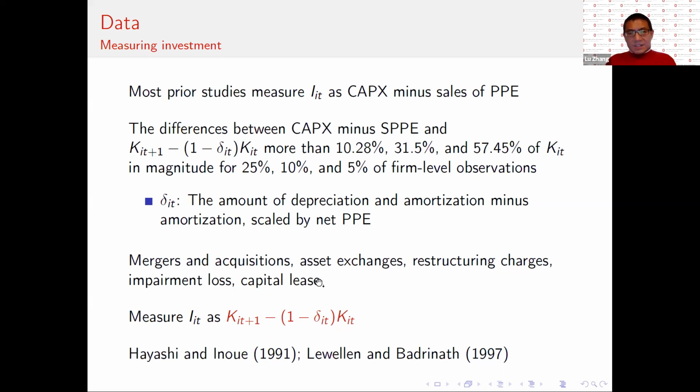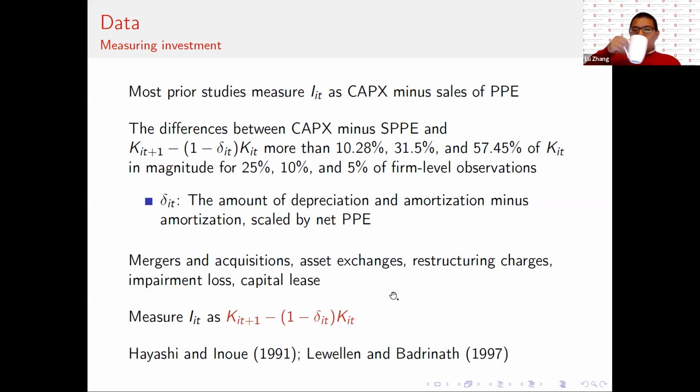Capital lease is also not included in this flow measure of investment. Capital lease is basically new PPE acquisition financed by debt, right? And that doesn't involve cash flow. So that doesn't show up in that measure of CapEx also, right? Asset exchanges, restructuring charges, impairment loss, none of which involve cash flow. But all these changes in PPE and T will show up on the balance sheet.